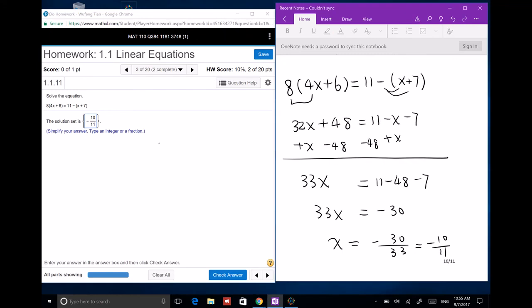32x plus 48 equals 11 minus x minus 7. 11 minus 4, my bad. So here I made a small mistake. 11 minus 4 is negative 4, minus 40 is negative 44. So which is negative 44 over 33, and which is negative 4 over 3.